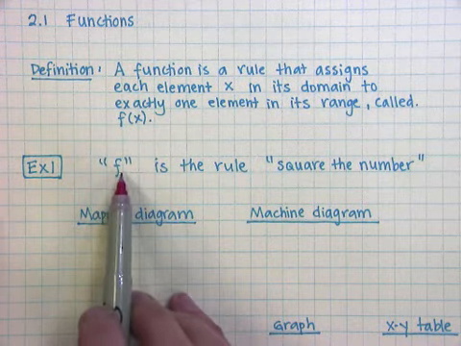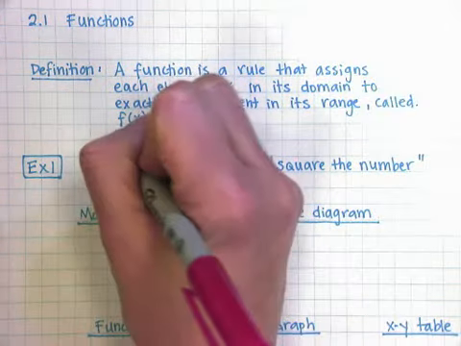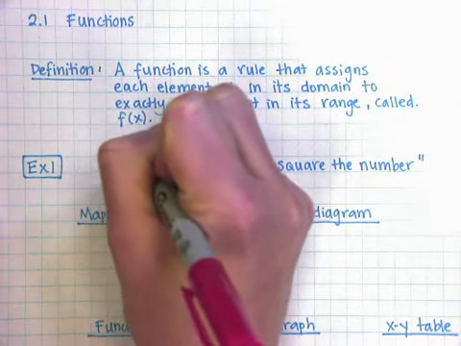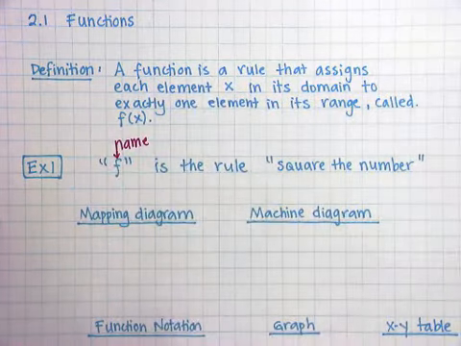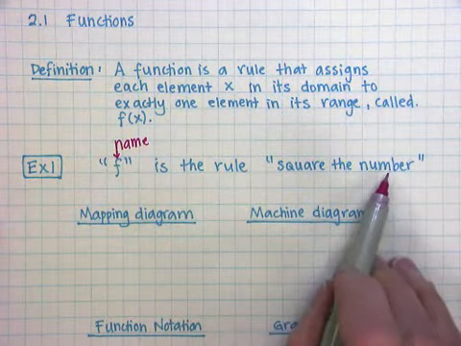Like you could have Mrs. Lowney of x, you could have Alex of x. This is the name. Might as well write that down. So f is the name. And then the rule might be something like square the number.